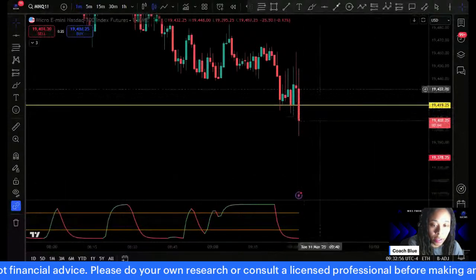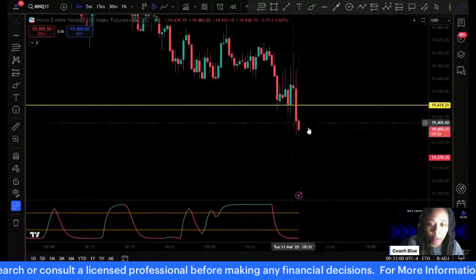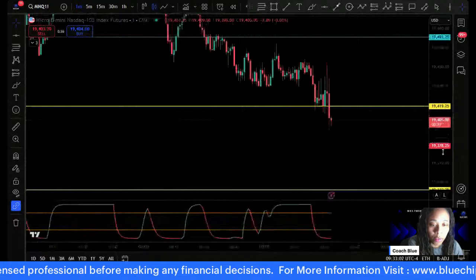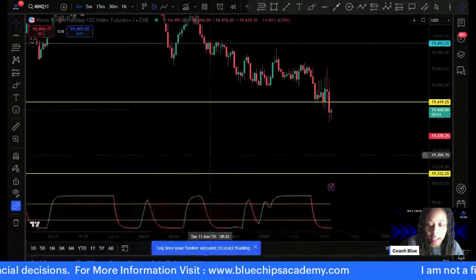We have 5 seconds. Okay, cool. There's our breakout candle right there. Now we're looking for our pullback. I'm looking for the pullback, so I'm getting ready for a sell. I'm not in anything yet.